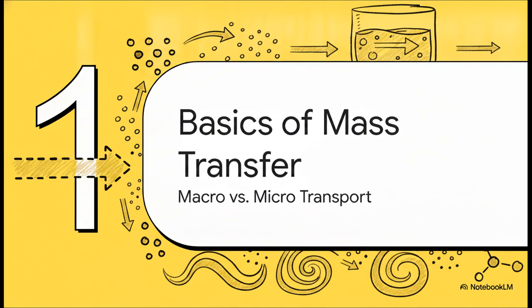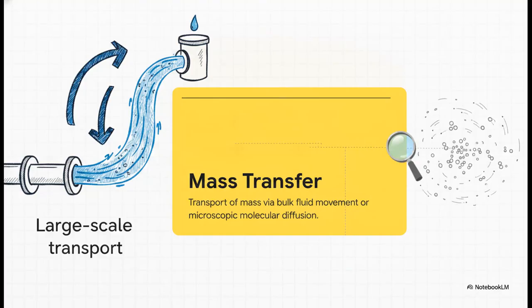Section 1. The basics of mass transfer. We're starting at the very foundation here. So what exactly are we talking about when we say mass transfer? Well, at its core, it's pretty much exactly what it sounds like. It's the transport of mass from one place to another. But, and this is key, it actually encompasses two wildly different scales.